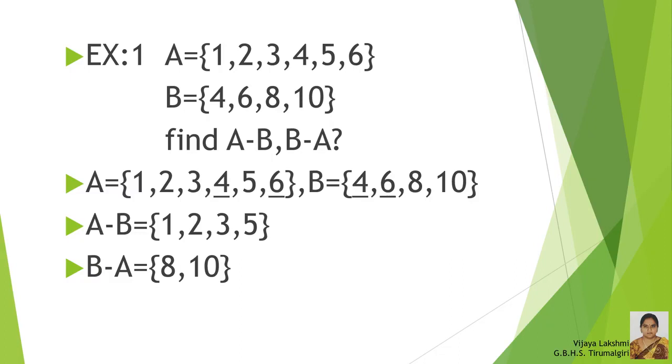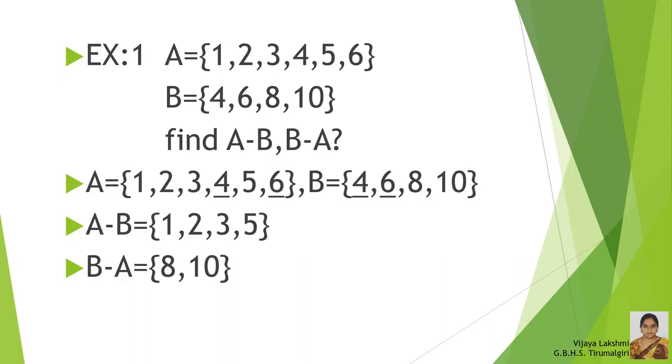So we write A and B. With one single step we are going to get the answers for both. So let us see how we are going to get it. Now we write set A, we write set B. In both the sets we are going to underline the common elements. We see that 4 and 6 are common in both the sets. So underline both the elements.